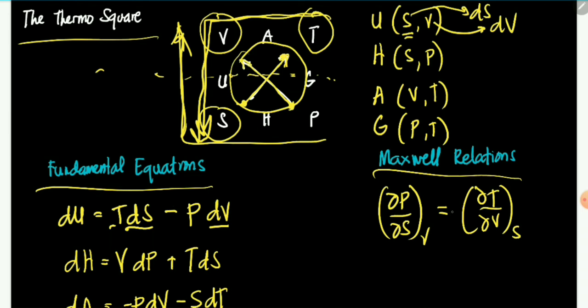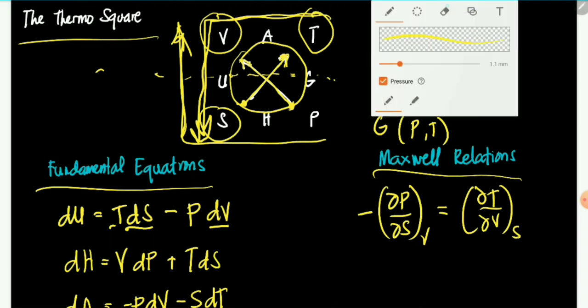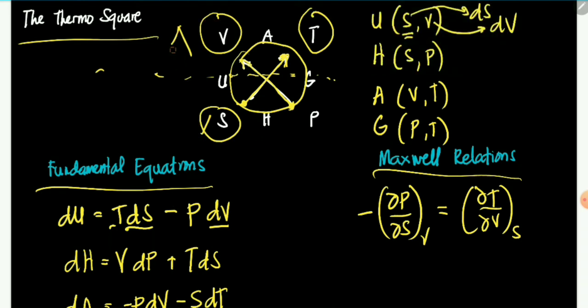Ibig sabihin, some or one of these terms should be negative. So, lagay ko na lang dito, kasi pareho lang. Okay? So, ganyan yung unang Maxwell relation, or the Maxwell relation for U. So, paano naman kapag H? Ililipat lang natin yung orientation ng intersecting arrows.